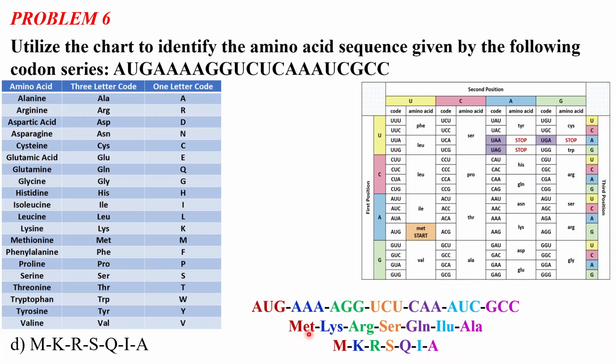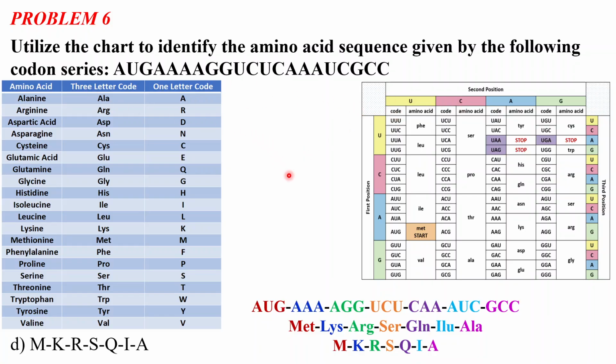And the one letter codes: methionine is M, lysine K, arginine R, serine S, glutamine Q, isoleucine I, and alanine A. So this will be the amino acid sequence of the polypeptide chain which is coded by this codon series.